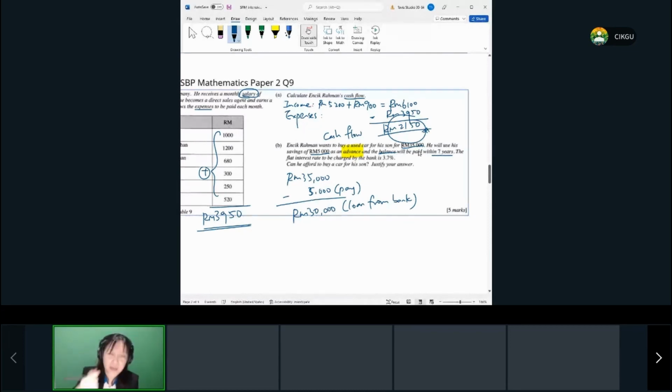So every month you need to pay a bit, pay a bit, pay a bit, until 7 years. And then fully paying this to the bank. Okay, but this is how the bank does business. Takkan the bank just lend you 30K for no reason, right?